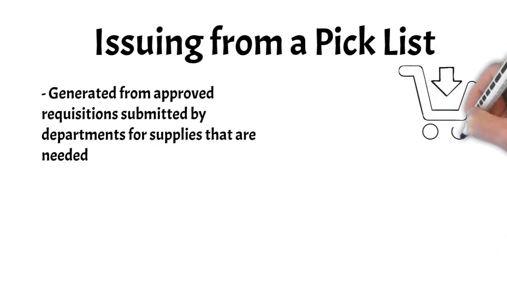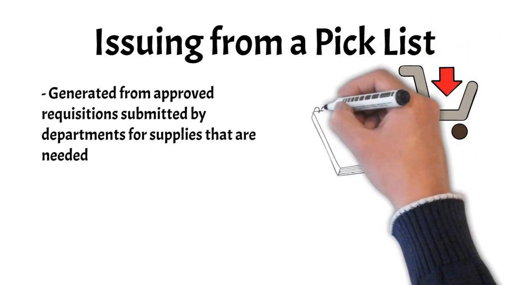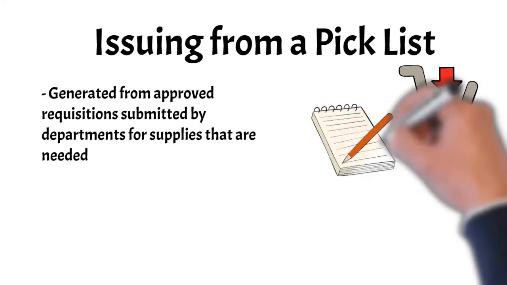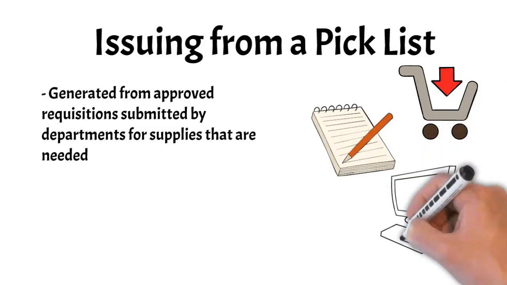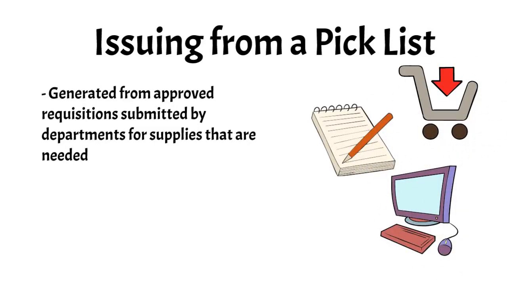The other way to issue products is using a pick list. Pick lists are generated from approved requisitions. More specifically, the process begins when a hospital employee submits a requisition for storeroom supplies. At most organizations, these type of requisitions are auto-approved. However, if approval is required, the requisition will route through the approval process.